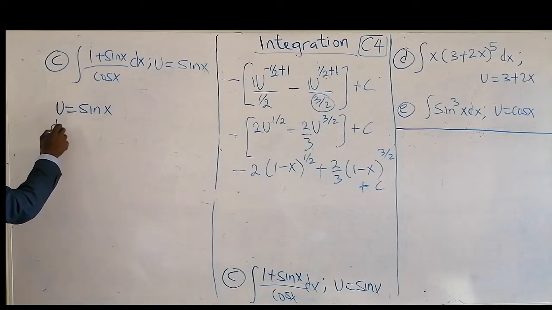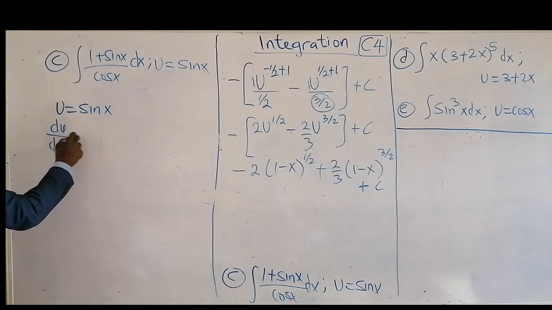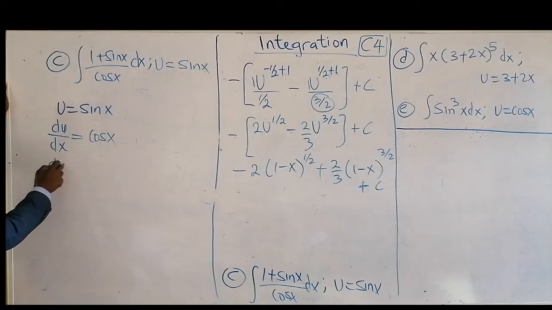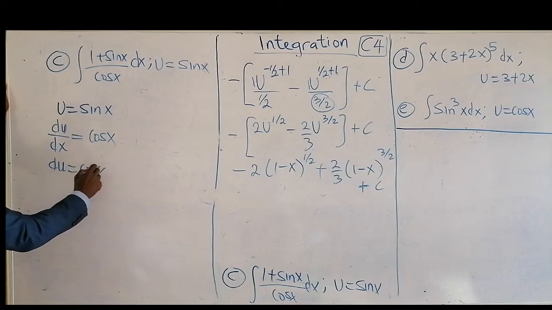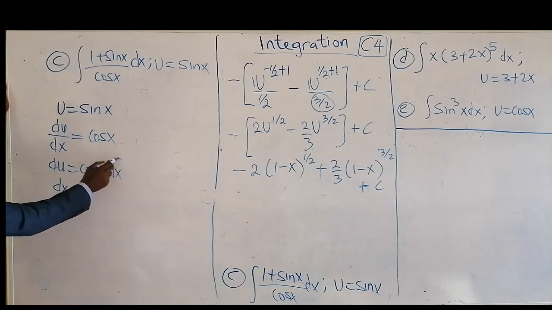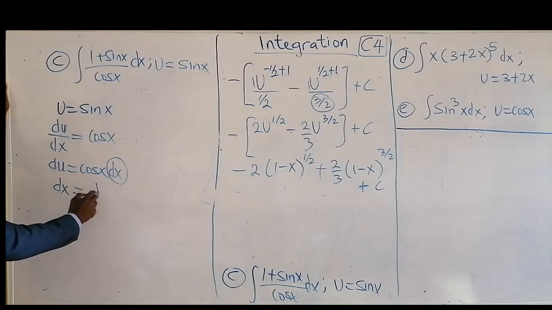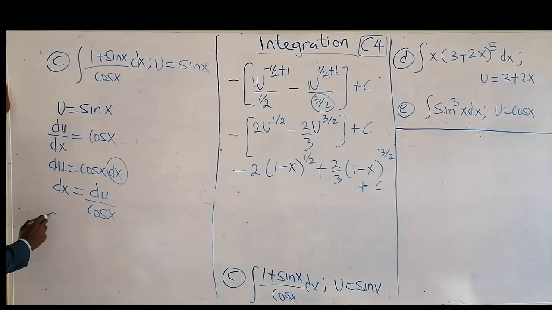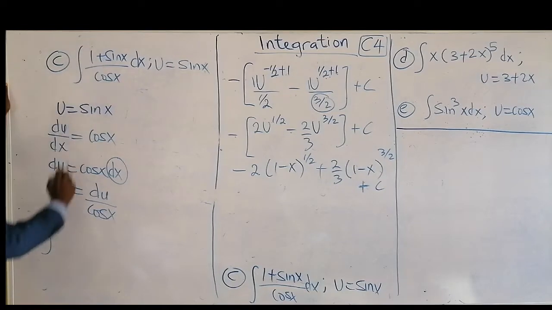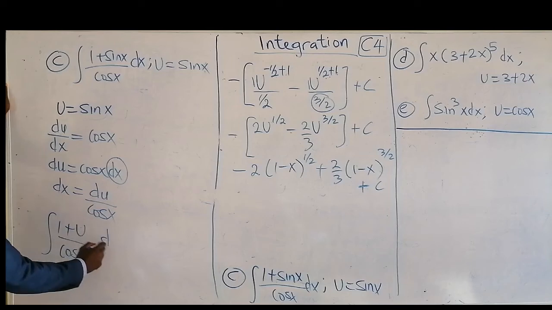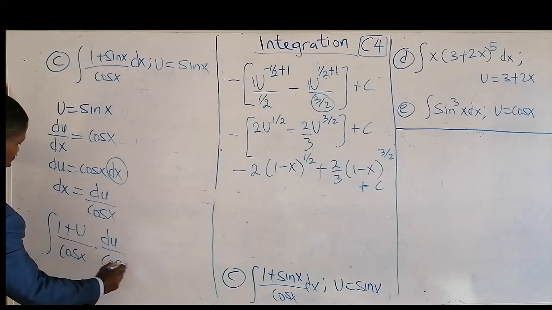So we can get du over dx, which is equal to what? Cos x. This is equal to du is equal to cos x dx. We can make dx the subject, and that will be du over cos x. The integral will now become 1 plus u all over cos x. My dx is du over cos x.